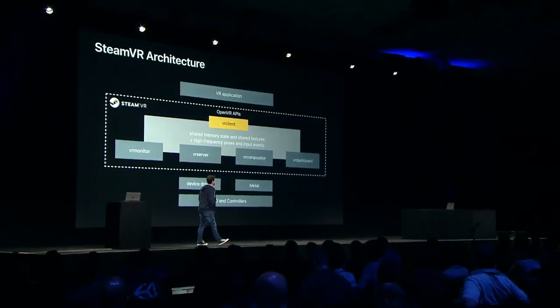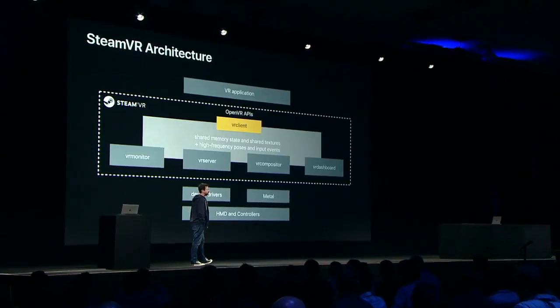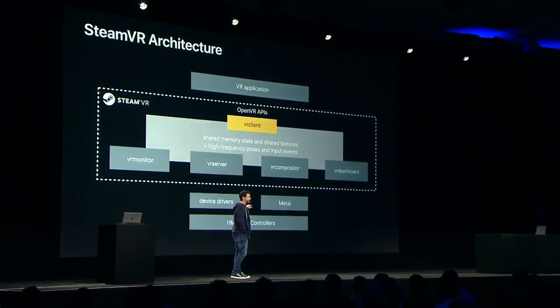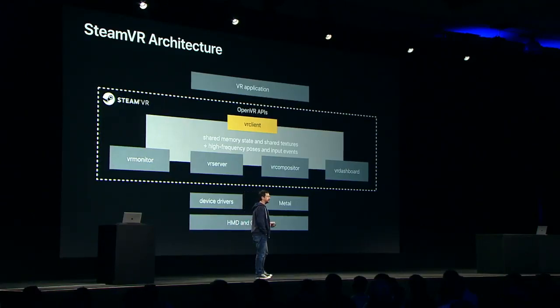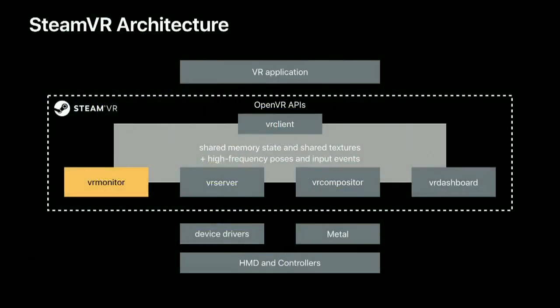So applications link to the OpenVR framework. It's a really tiny library, and all it knows how to do is find the runtime that's currently installed. So it finds this VR client library. That's a shared library, and that either connects to or launches the other runtime processes of SteamVR. The VR monitor process, you're going to see a lot of that little window. It's a UI and a settings application. It shows you the state of any attached headsets and controllers and the tracking sensors.